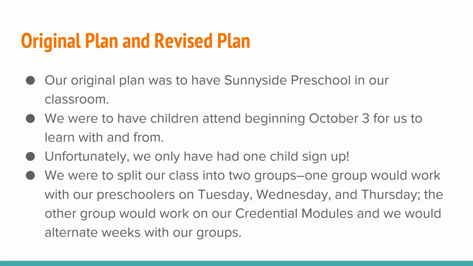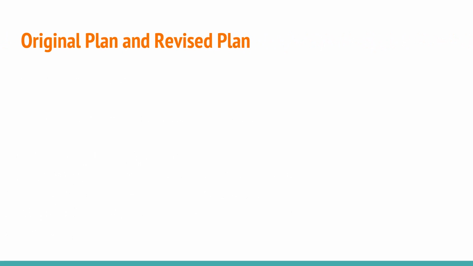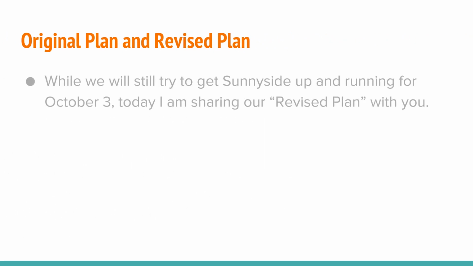Under our original plan, we were to split our class into 2 different groups. One group was going to work with our preschoolers on Tuesday, Wednesday, and Thursday when those children would come here. And the other half of our class, the other group, was to work on our credential modules, and we would alternate weeks with our groups. So 1 week would be preschool week, and then the next week for you would be credential week. So unfortunately, we need to revise our plan a little bit because we haven't had children sign up for Sunnyside Preschool.